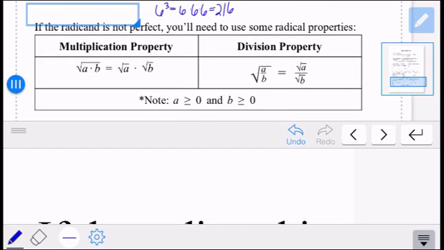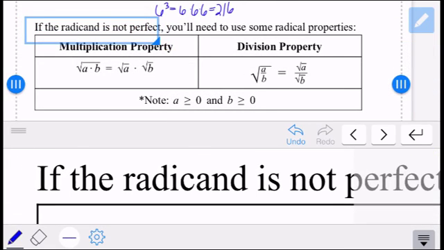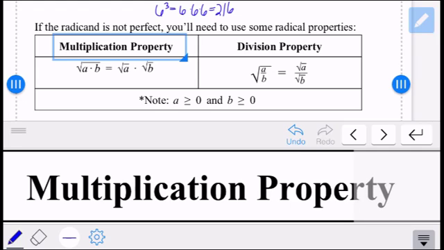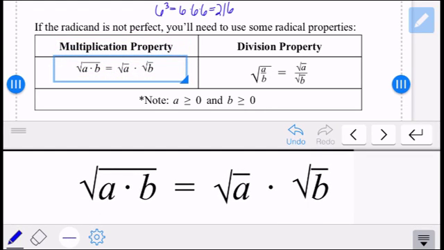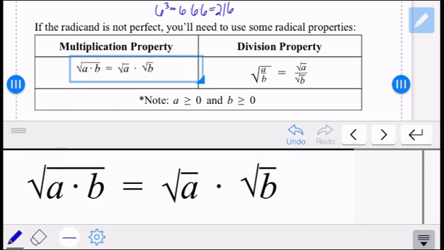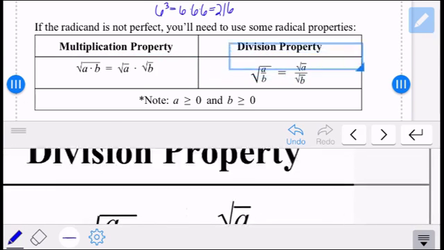Moving right along. So if it's not a perfect square or cube inside of the radical, what we're going to have to do is use these two properties here. We've got the multiplication property, and that says that if there is a product underneath the radical, basically we can just split that up into the product of 2 radicals. Okay, and that works for any kind of root.